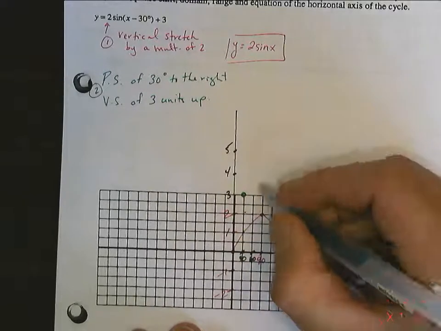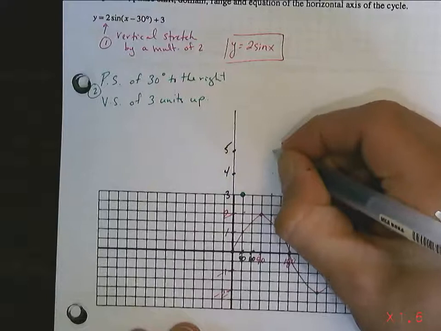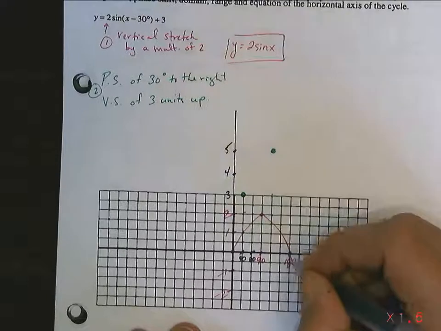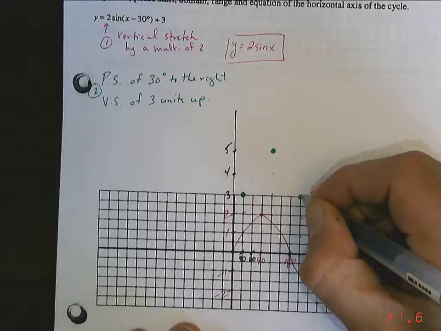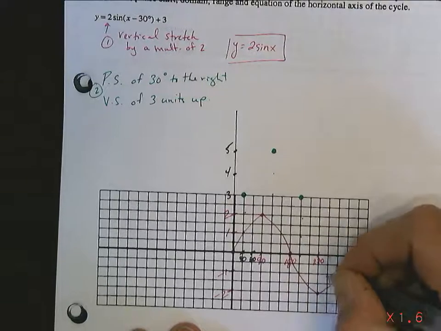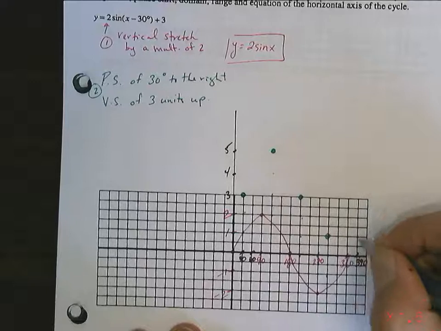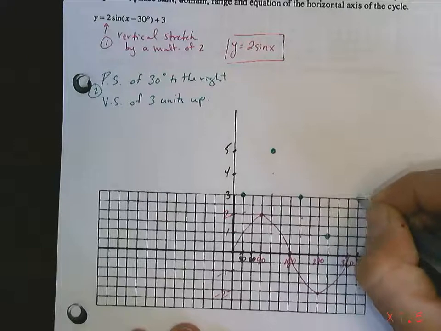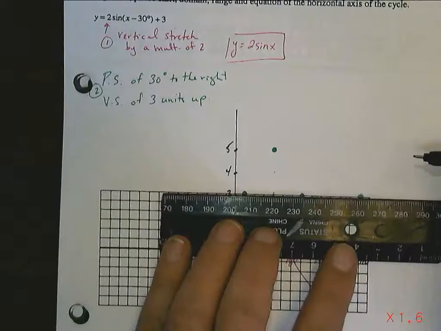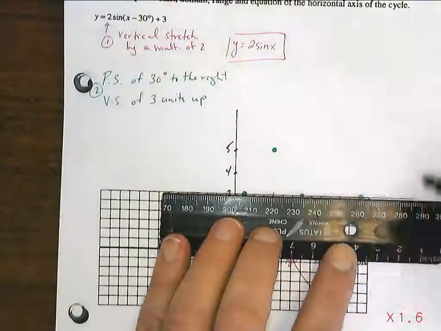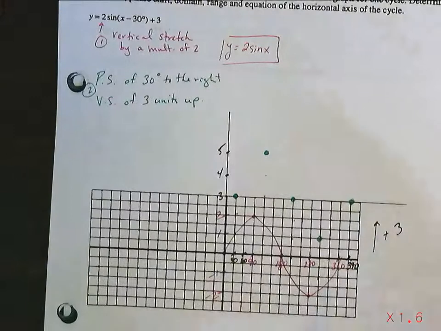Now, this point is going to move 30 degrees over to the right, and it's going to go up 1, 2, and 3 units. This one, over 30, up 1, up 2, up 3. You'll notice that the horizontal axis has moved up 3. So it used to be here, but it has moved up 3.